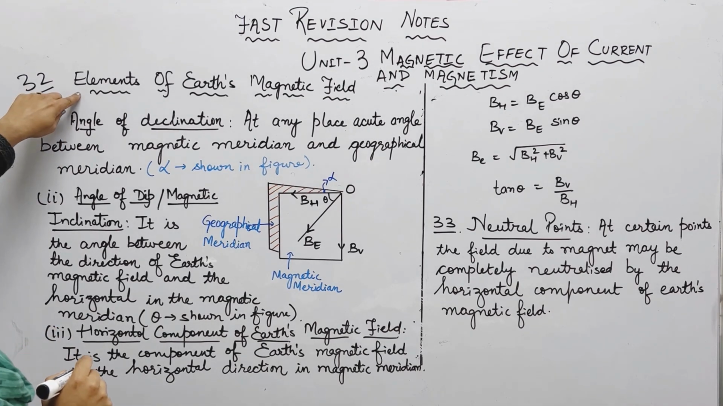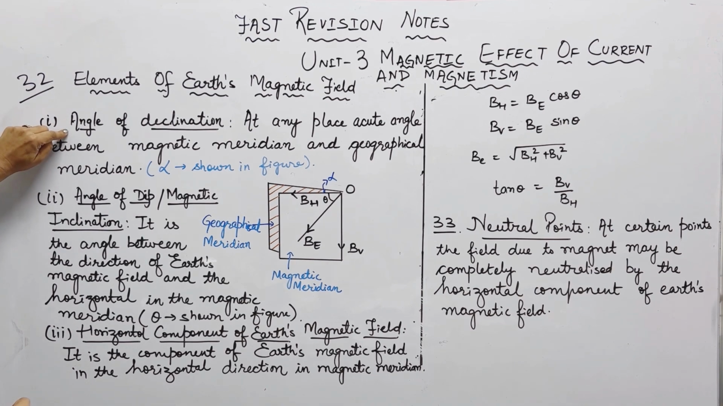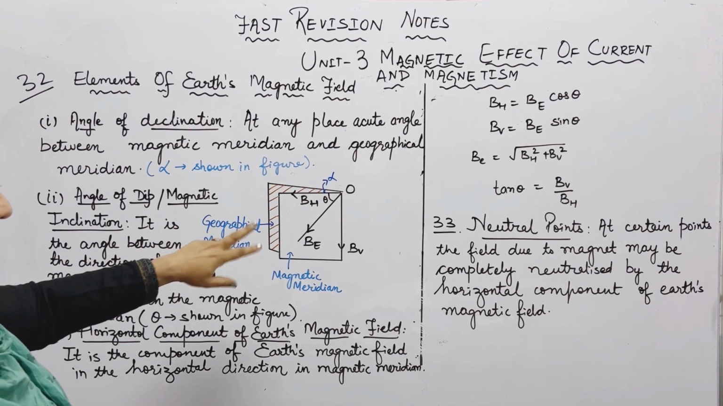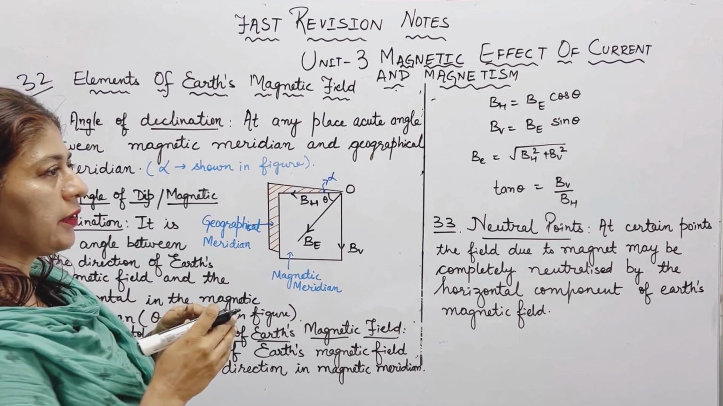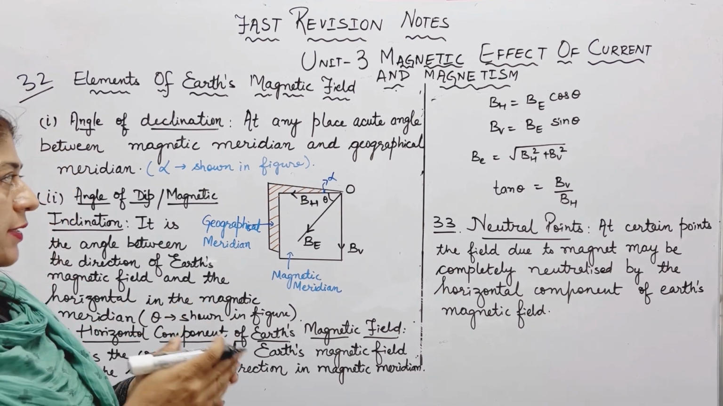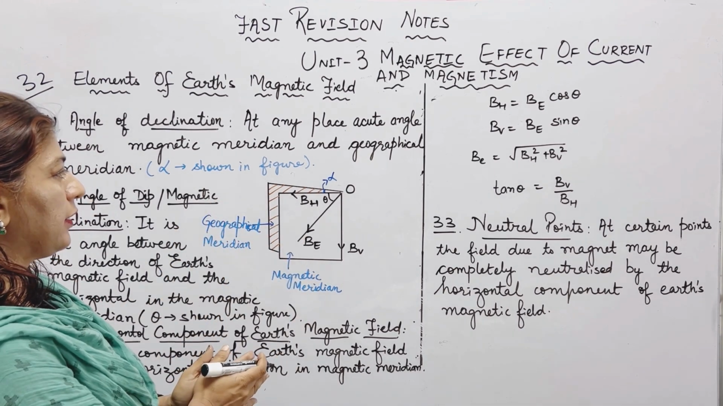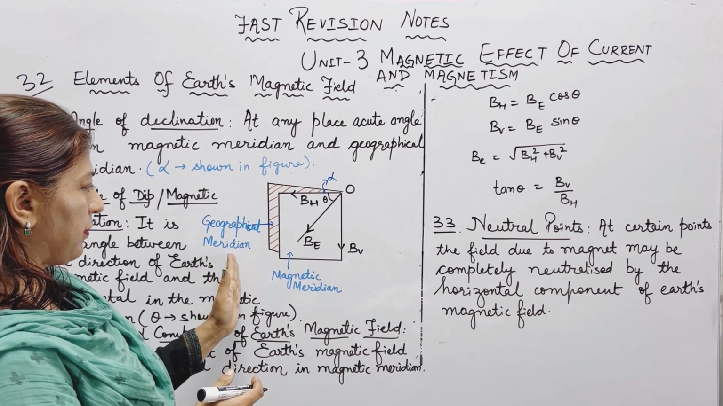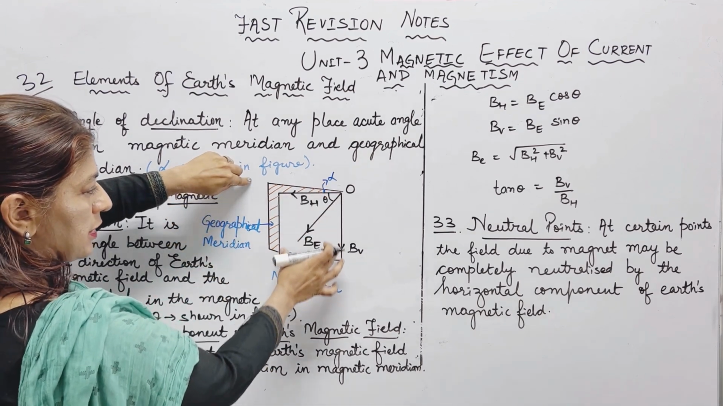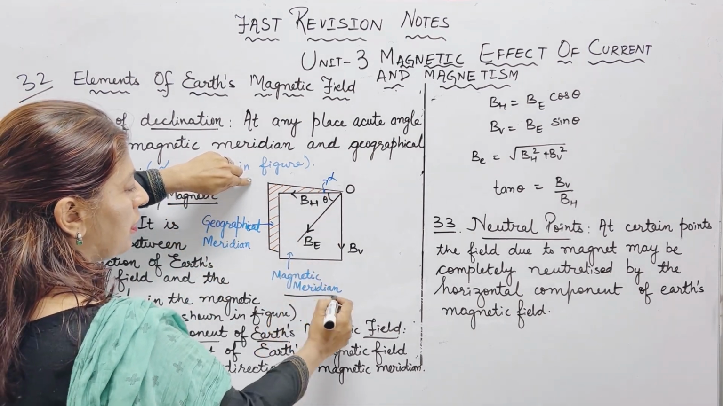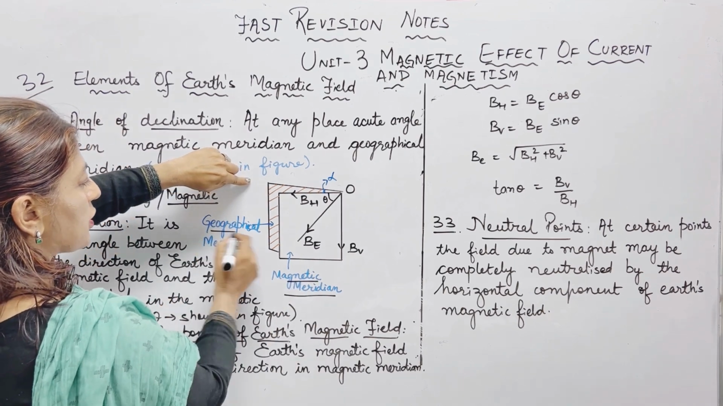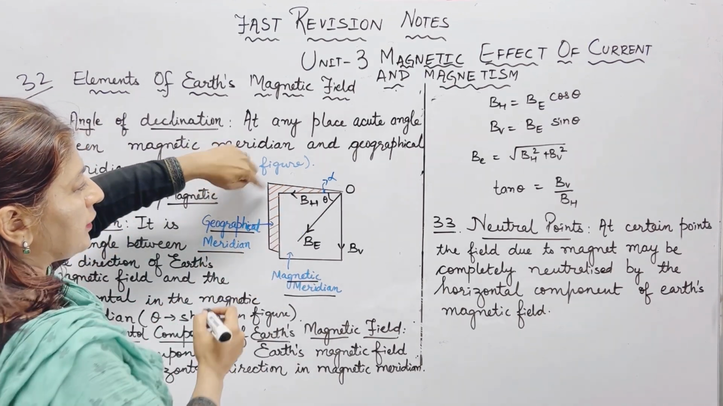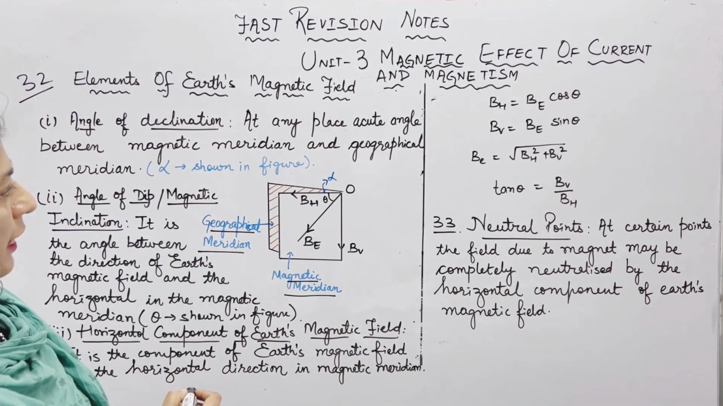Now we are talking about the elements of Earth's magnetic field. Among that, the first is the angle of declination. First, let us understand this diagram. There are two meridians: one is the Earth's magnetic meridian and another is the Earth's geographic meridian. This is the plane for the Earth's magnetic meridian, and this is for the geographical meridian, which has the orange lines in it.